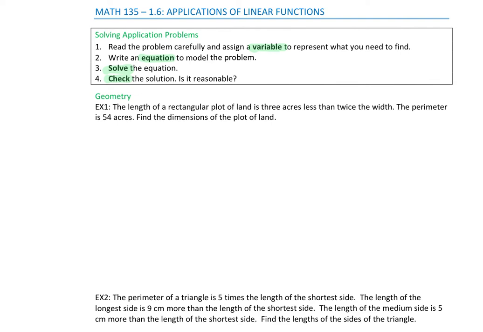The first one we're going to look at is a geometry problem. In example 1, we have the length of a rectangular plot of land is 3 acres less than twice the width. The perimeter is 54 acres. Find the dimensions of the plot of land. So I've read the problem and I know what I need to find. It says at the end that I want to find the dimensions of the plot of land. So there's a length and there's a width. Those are my dimensions since it is rectangular.